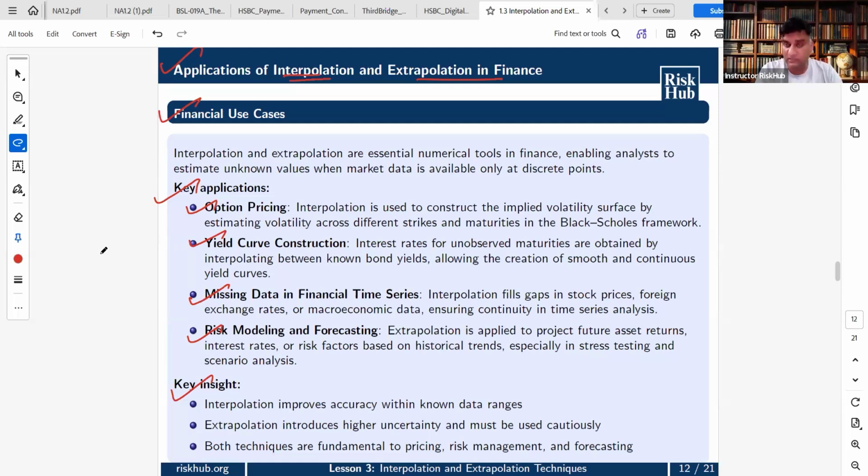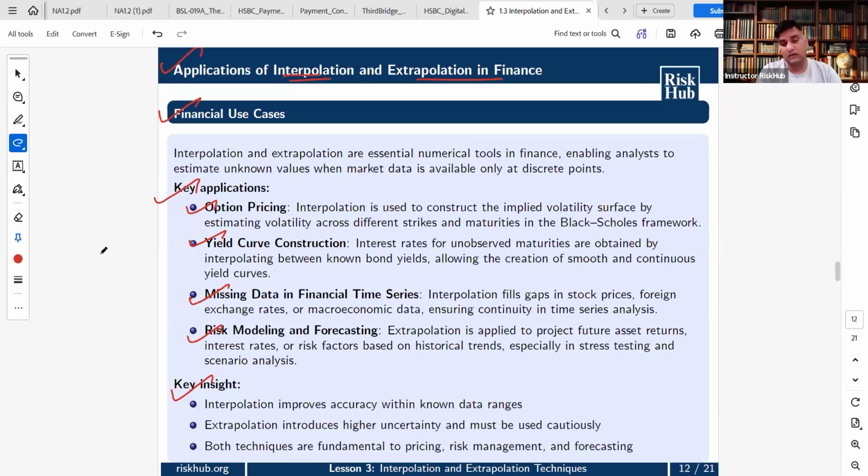So if your scenario is equity crash, extrapolation is used to estimate portfolio value beyond the historical move. If your scenario is rate shock, project yields beyond your observed curve. If your scenario is credit stress, estimate default spread widening. If your scenario is volatility spike, estimate option losses under extreme volatility. So that is what we do.